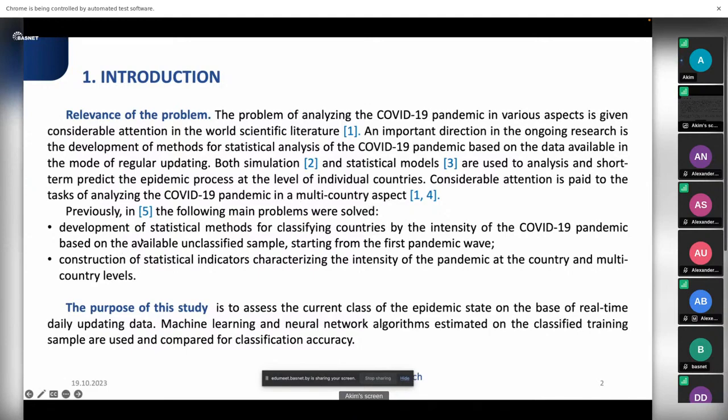Previously, regarding this main problem, we solved the development of statistical methods for classifying countries by the anxiety of the COVID-19 pandemic based on the available unclassified sample starting from the first pandemic wave, and the construction of statistical indicators characterizing the intensity of the pandemic at the country and multi-country levels.